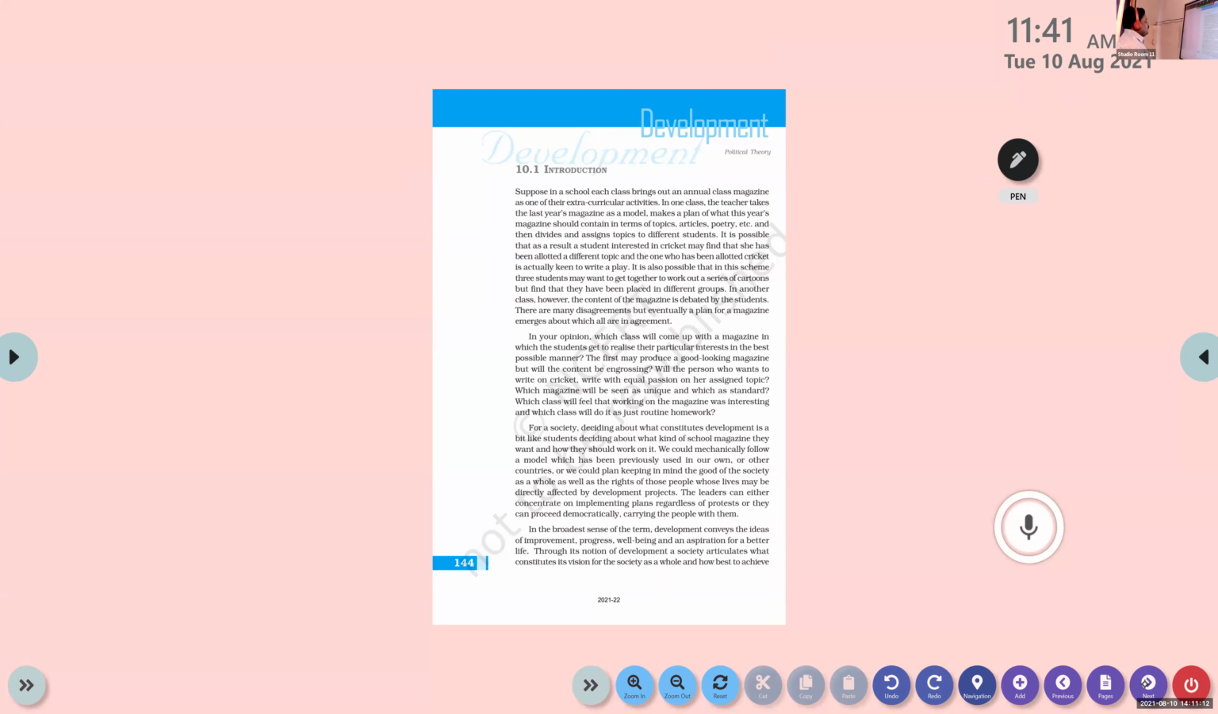What are those aspects? For a society, deciding about what constitutes development is a bit like students deciding about what kind of school magazine they want and how they should work on it. So in a society, what a government wants to do or what the people want to do is almost like creating a magazine. We could mechanically follow the model which has been previously used in our own or other countries, or we could plan keeping in mind the good of the society as a whole as well as the rights of the people whose lives may be directly affected by the development projects. Sometimes we simply follow the models of other countries without making any changes.